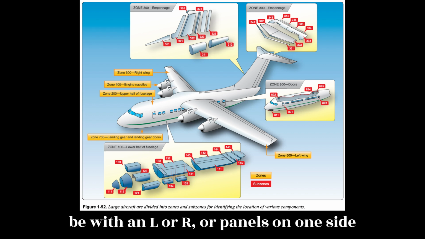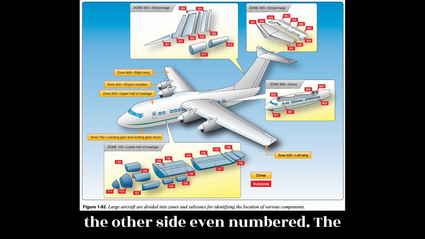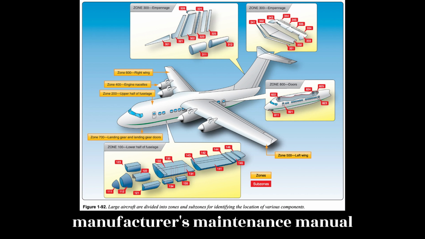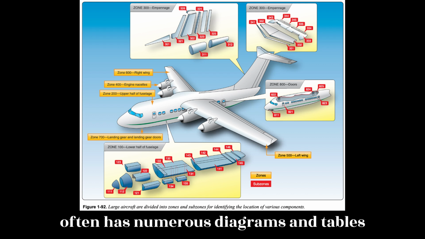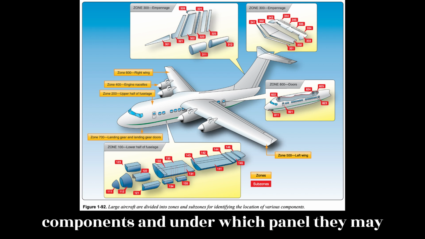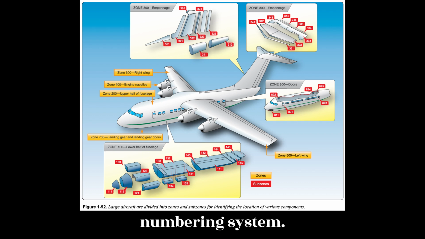This could be with an L or R, or panels on one side of the aircraft could be odd numbered and the other side even numbered. The manufacturer's maintenance manual explains the panel numbering system and often has numerous diagrams and tables showing the location of various components and under which panel they may be found. Each manufacturer is entitled to develop its own panel numbering system.